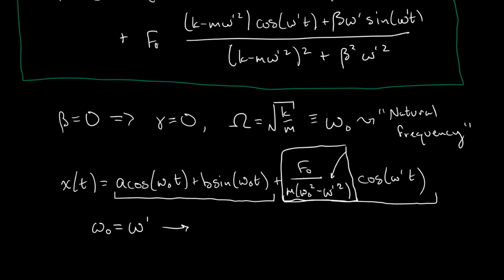And this is what's known as resonance, where you get this uncontrolled growing oscillation when you drive a system at its natural frequency. So this is the idea behind, say, breaking a wine glass with your voice, right? If you find the natural frequency of the wine glass, and then you sing at just that right frequency, right?